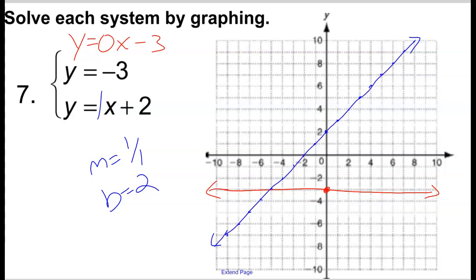And then I draw my line. And then see where they cross. They cross right here, at that point. And that point is negative 5, negative 3. Going back negative 5 for x, going down negative 3 for y. So that is my solution.